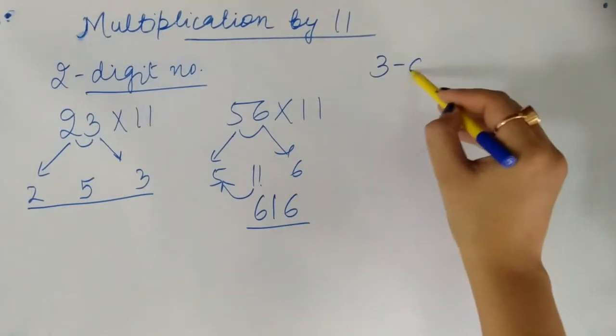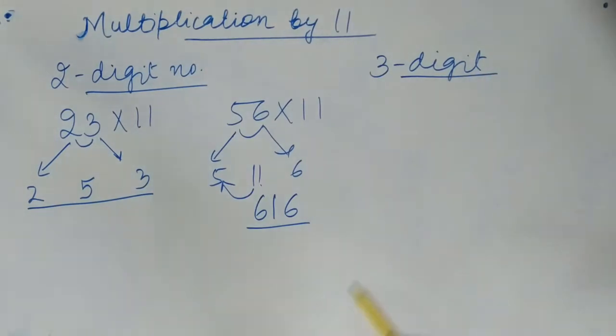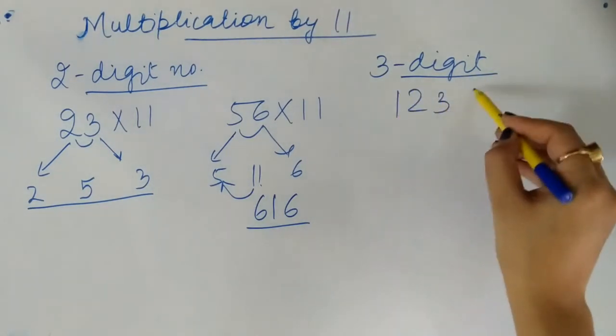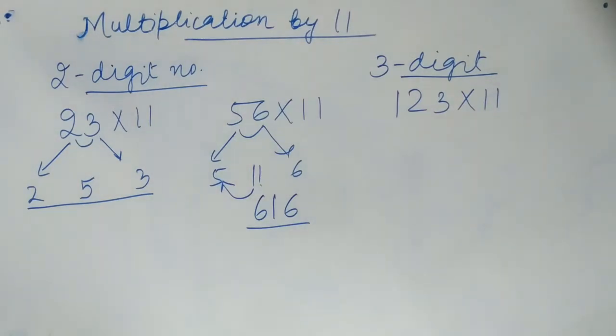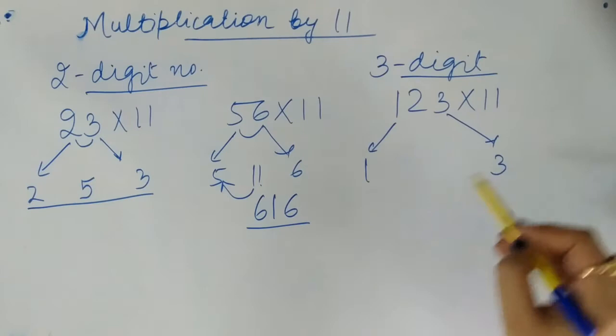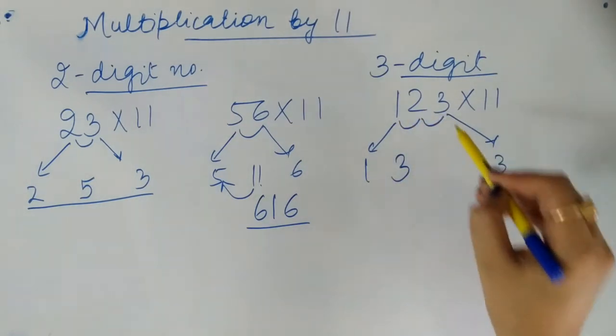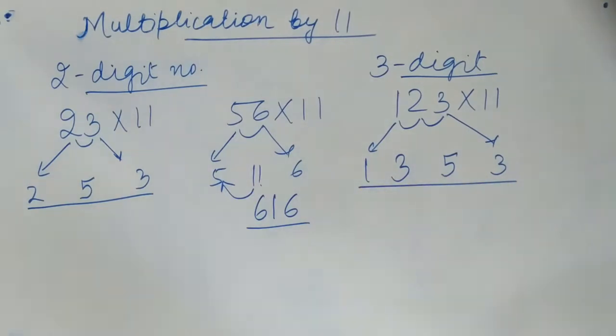Let's take another example of a 3-digit number, let's say we have 123 multiplied by 11. So we'll write 1 here, we'll write 3 here, and then we'll add. 1 plus 2 will give us 3 and 2 plus 3 will give us 5. So 1353 will be the answer.